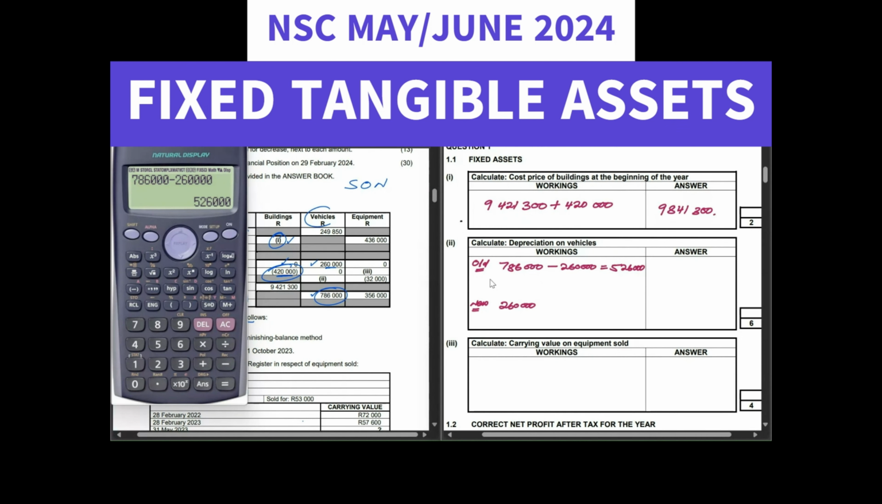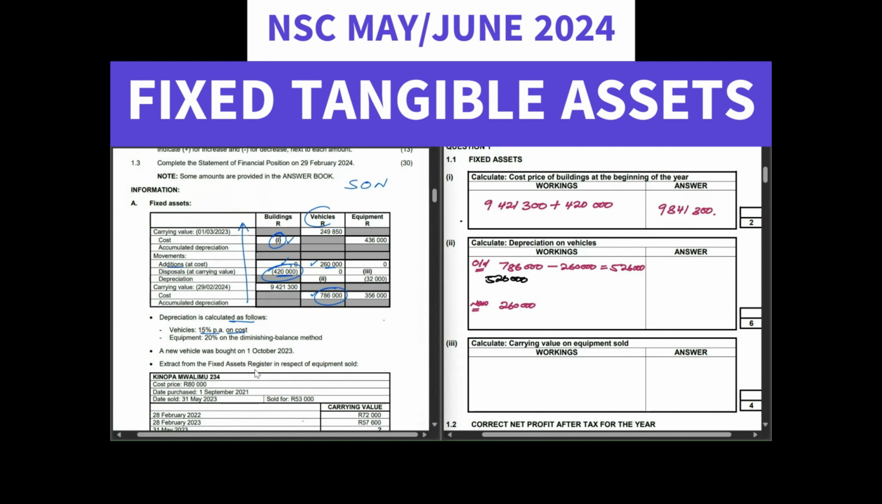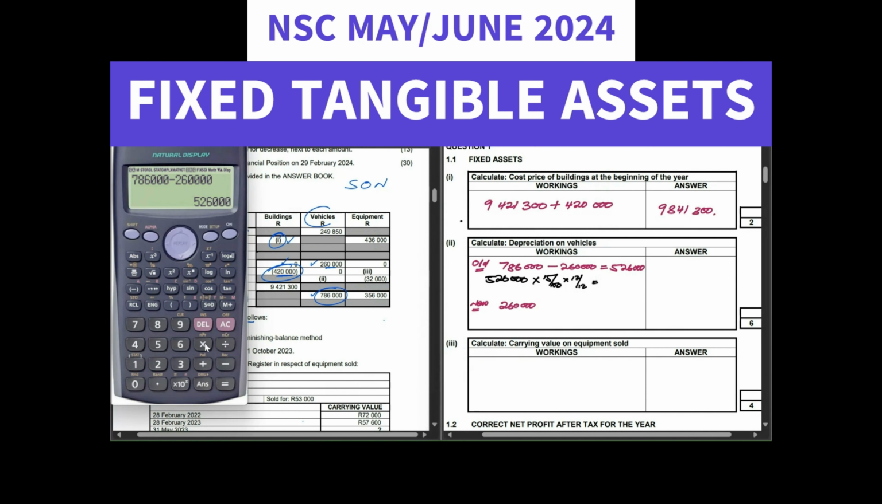And then I take that 526,000 and multiply. Remember, I'm calculating it on cost, so it'll be 526 multiplied by the 15%. And I know that my old will be there for 12 months. So I'm simply going to say 526 multiplied by 15, and then that will give me 78,900. So here I'm going to have 78.9. That is on my old.